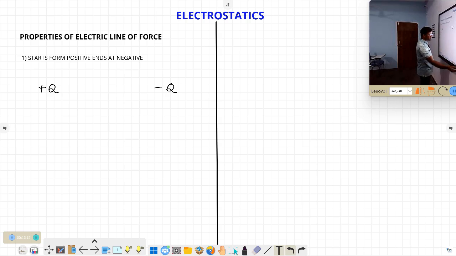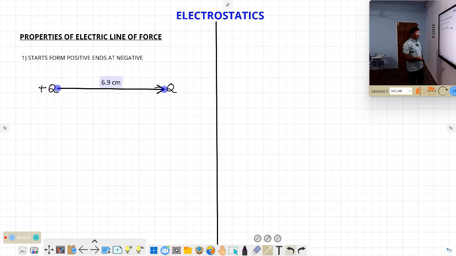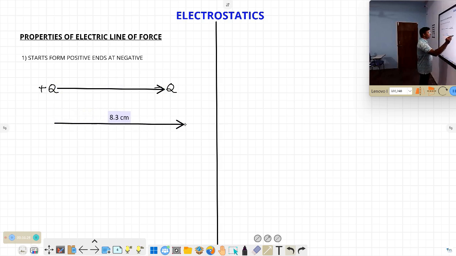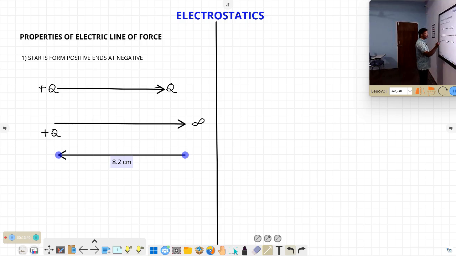This electric line of force always starts from positive and ends at negative. This is the first property of the electric line of force. In the case of positive charge, electric lines start from positive and end at infinity. In the case of negative charge, the electric line of force starts at infinity and ends at negative charge. This is the first property: start from positive, end at negative.